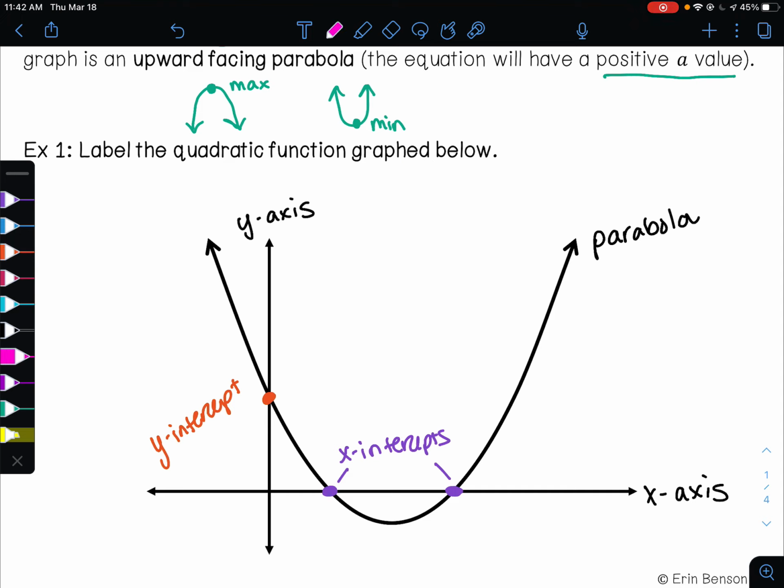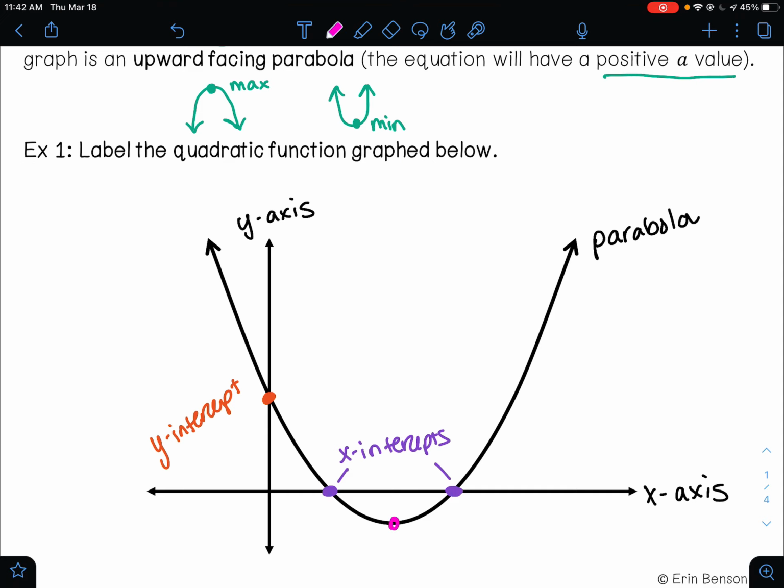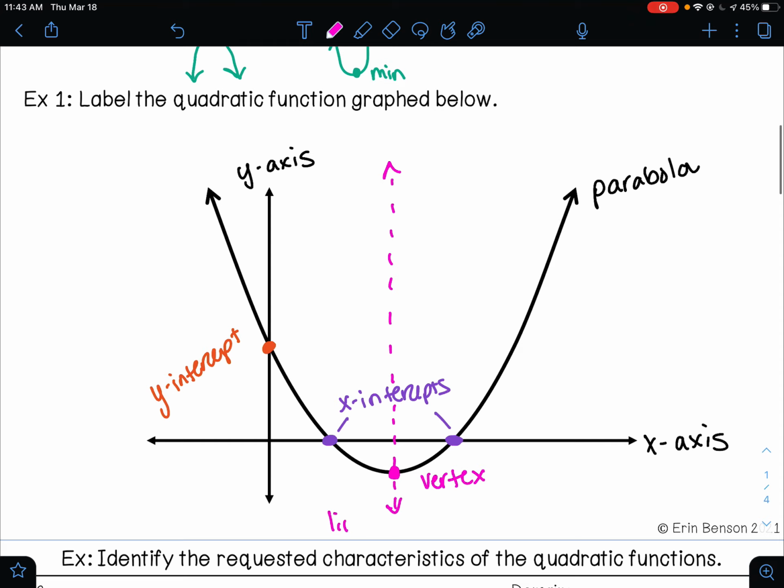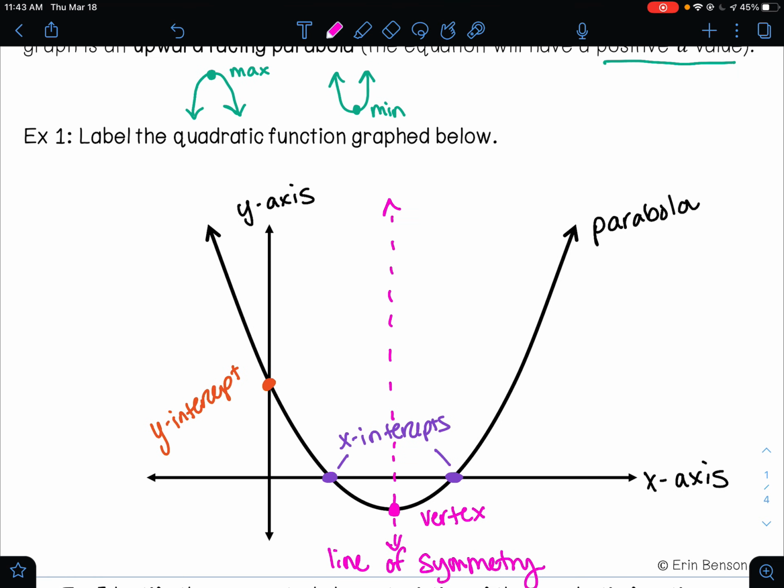The vertex is the turning point of the parabola. In this graph, the vertex is a minimum value. The line of symmetry cuts the parabola into two mirror images, and it just goes straight through the vertex as a vertical line. And so this is the line of symmetry. So these are the basic vocabulary terms for a quadratic function.